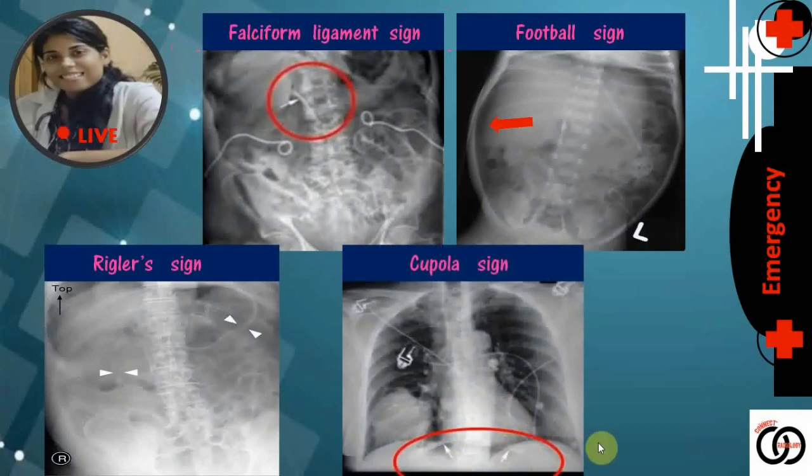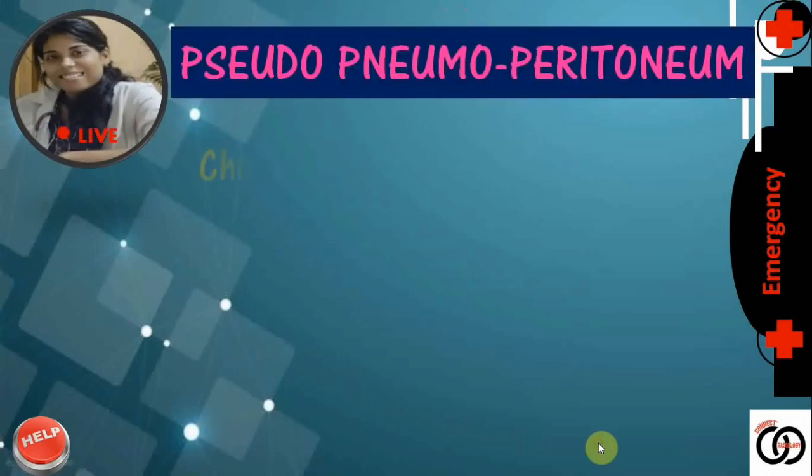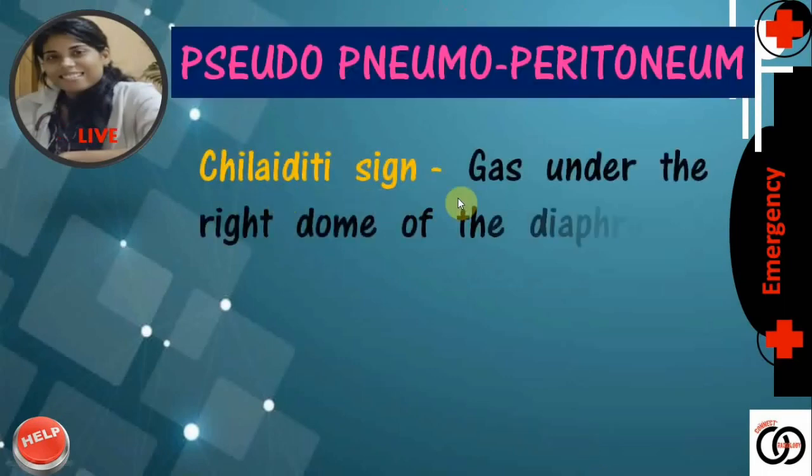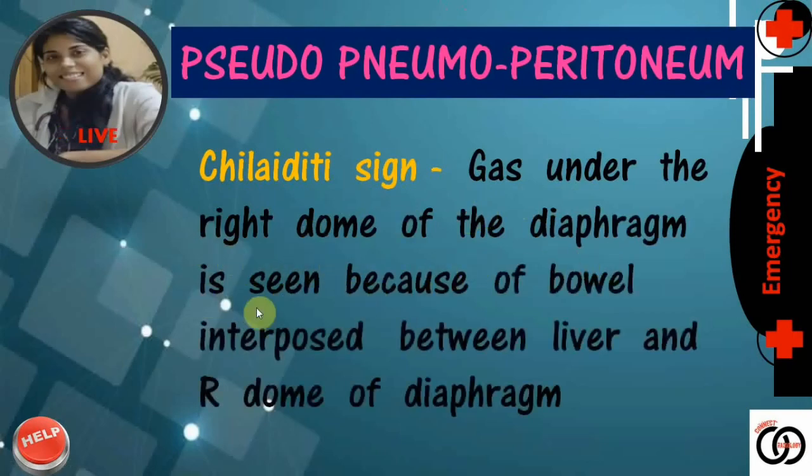Here I want you to learn about pseudo-pneumoperitoneum. For example, Chilaiditi sign. Here gas is seen under the right dome of diaphragm. This is actually due to the colon at the hepatic flexure that is interposed between the liver and the right dome of the diaphragm. Okay, and the last case for today.